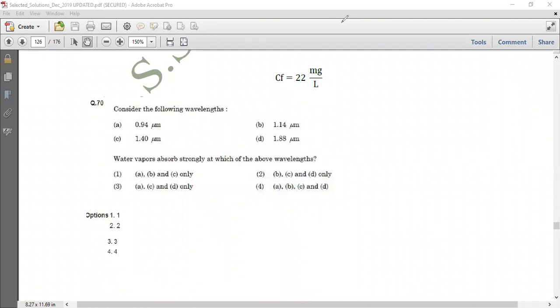No need to remember it in micrometer. Micrometer, you can just divide by thousand, no? Just remember in nanometer. You can convert on the spot.